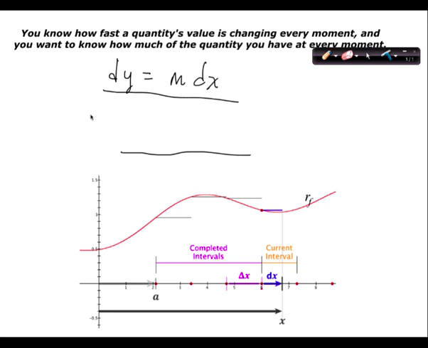Our accumulation function is going to have the general format of y initial, all the accumulation from before, plus a little more change. And if we keep doing that over and over again, we're building an accumulation function. We keep track of everything we've accumulated before, and we add a little bit more change. And that builds an accumulation function.